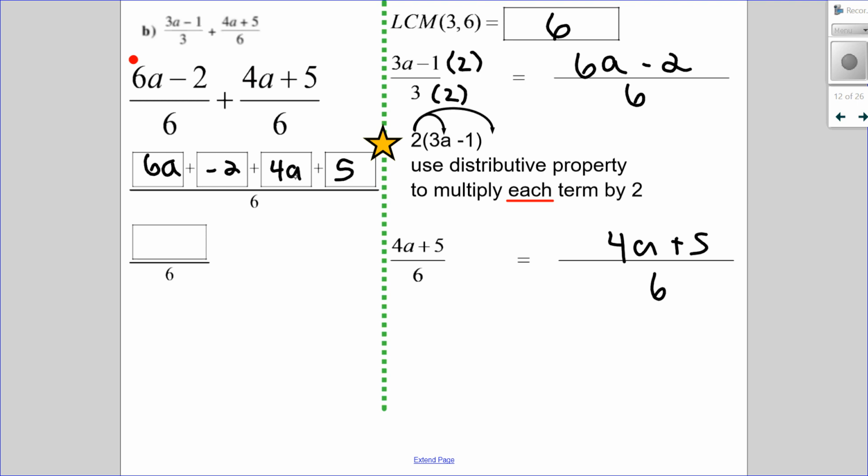So 6a's plus 4a's are 10a's. Negative 2 plus 5 is 3. Always do a quick check to see if the numerator can be factored. It can't, so that's as far as I can go.